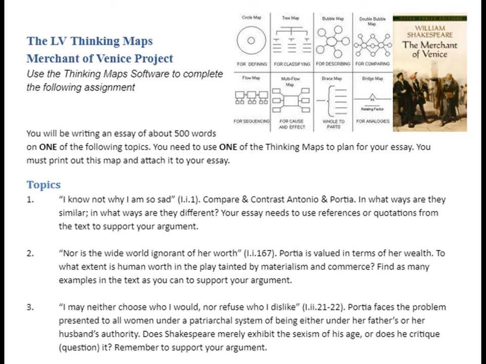So if you look at the first topic, obviously the keywords there are compare and contrast. So they're going to compare and contrast Antonio and Portia. And if you look at the thinking maps available, obviously that's the double bubble map. So the way that would be used, I can demonstrate in another map I have here.